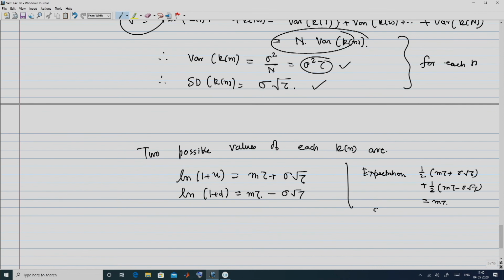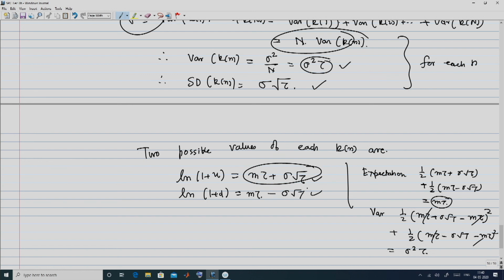So, that also you can calculate easily. Again, I just use the definition. For this I will have the variance of the random variable m tau plus sigma square root of tau minus the expected value of m tau, squared, plus half, again I will have m tau minus sigma square root of tau minus the expected value of m tau, squared. So, this cancels out, this cancels out. So, this just simply becomes sigma square tau. So, I have taken basically two particular cases, that is m tau plus sigma square root of tau and m tau minus sigma square root of tau.